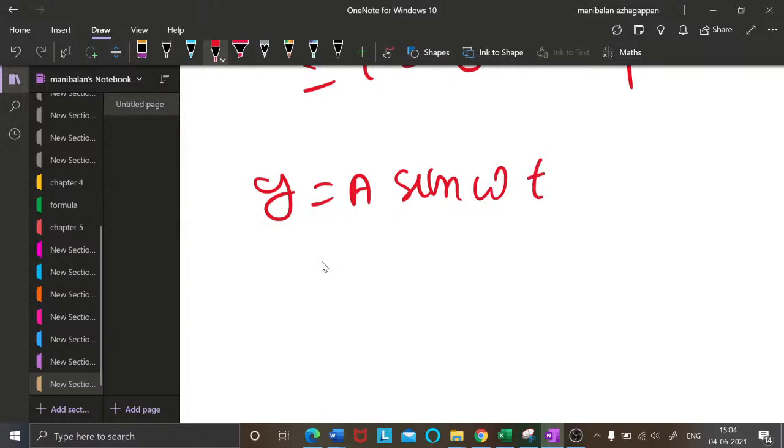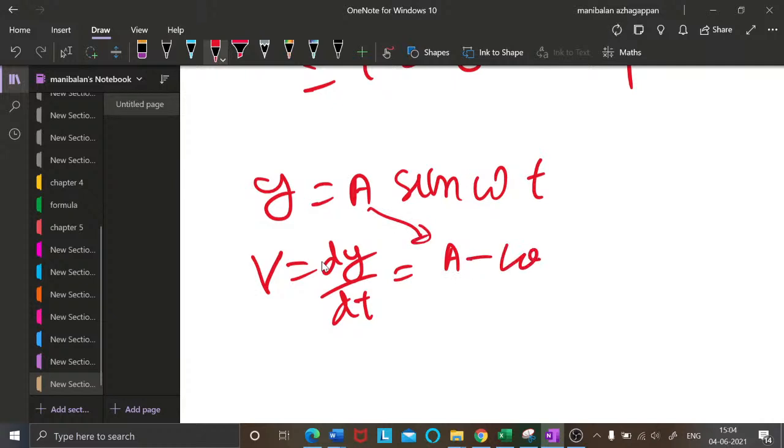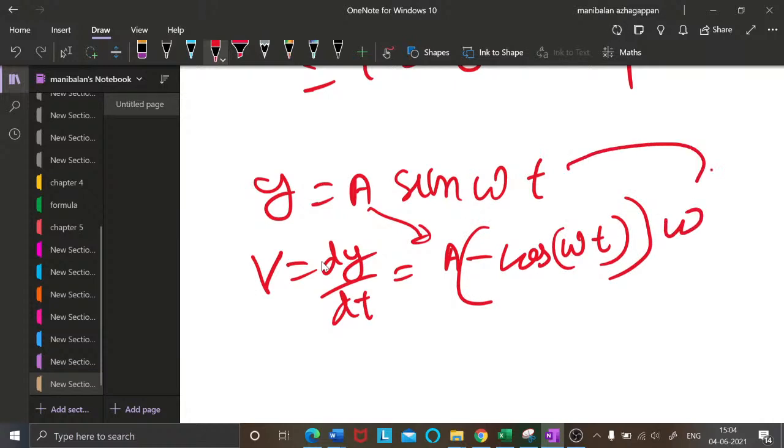If you differentiate this equation, you get dy by dt, the velocity with respect to time. A is a constant. Sin omega t becomes minus cos omega t, and differentiating omega t gives omega. Why am I doing that? From displacement I am getting velocity. So I get minus a omega cos omega t.